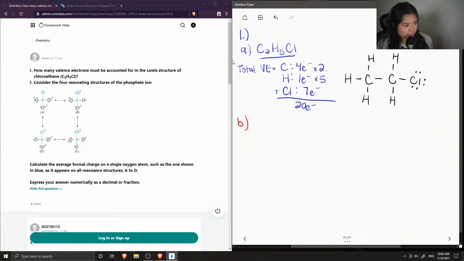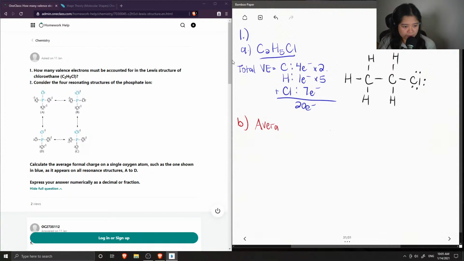So now let's look at part B. They have 4 resonance structures of phosphate. And we want to calculate the average formal charge on just one of the single oxygen atoms, like the one in blue, as it appears on all of the resonance structures.